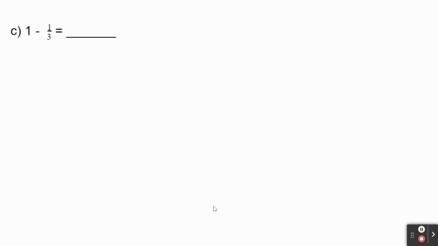Now let's try a subtraction problem. Here we have 1 minus 1/3. Let's start with our visual model where we have 3 parts that are all shaded. And we know that there are 3 parts because the denominator in the second fraction we're subtracting is 3. So this is representing 1 whole. We are going to be taking away 1/3 or one of the shaded parts.